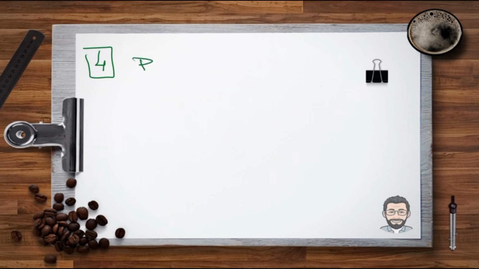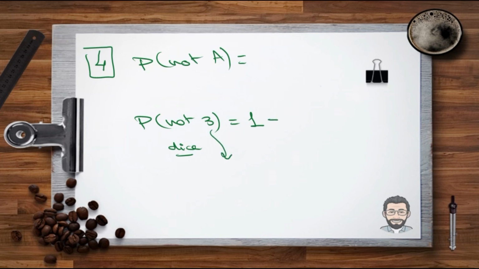Point number 4. The probability of not appearing A. For example, when I ask you the probability of not appearing 3 on the dice. I'm talking about here the dice. What's it going to be? It's going to be all the events, which is 1, all of the outcomes together, minus the probability of this one. So not means minus. So the probability of all of them means 1, minus the probability of 3, which is 1 over 6, because 3 is one face out of the 6 faces. So it's going to be 1 minus 1 over 6, which is what? Yes, great, it's going to be 5 over 6.